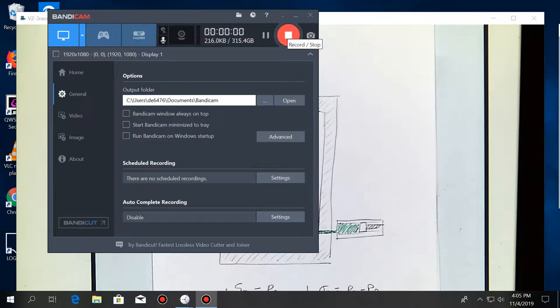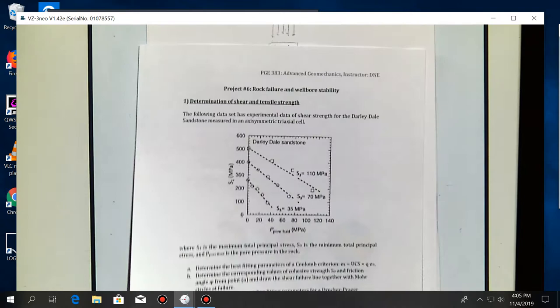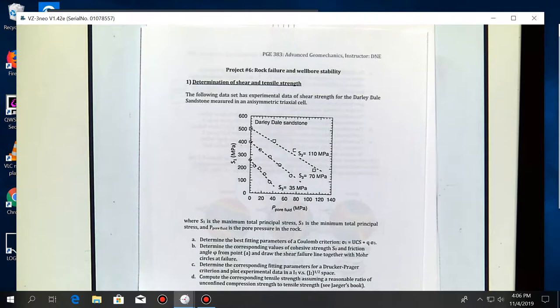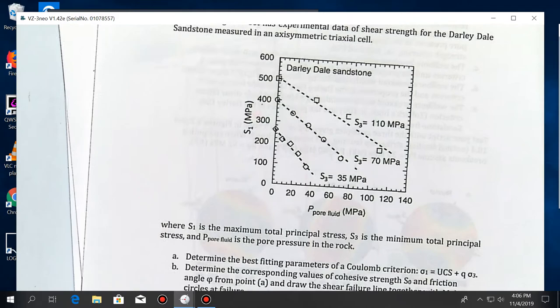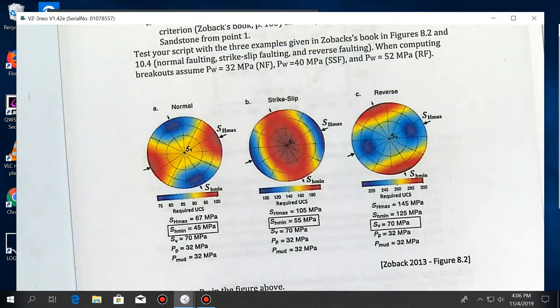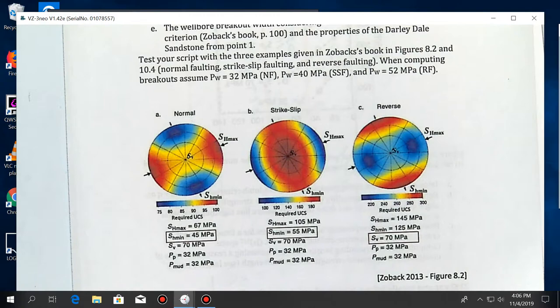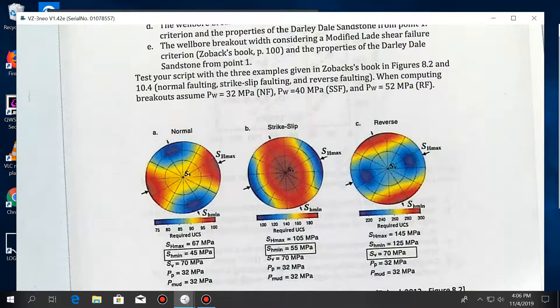All right, so if you see what Professor Zimmerman talked about today is exactly what you have to do in this project number 6, just a little bit simpler. First of all, you have data for a given rock. You know at what stresses it is going to fail. And according to those stresses, you need to calculate for a deviated wellbore at any possible inclination and azimuth, what is going to be the pressure in the wellbore that is going to get to that shear failure or tensile failure.